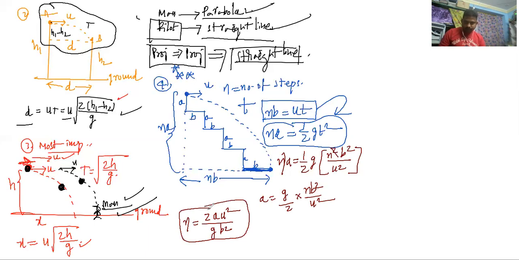This is the number of steps, my dear students. That is our aim. Depending on the value given, you can find the other physical quantities too. If A is given, U is given, G is given, B is given, you can find the number of steps. If N is given, A is given, G is given, and B is given, you can find the initial velocity of projection also. Okay. So like this also the numericals will be answered. Let's see some numericals related to this.